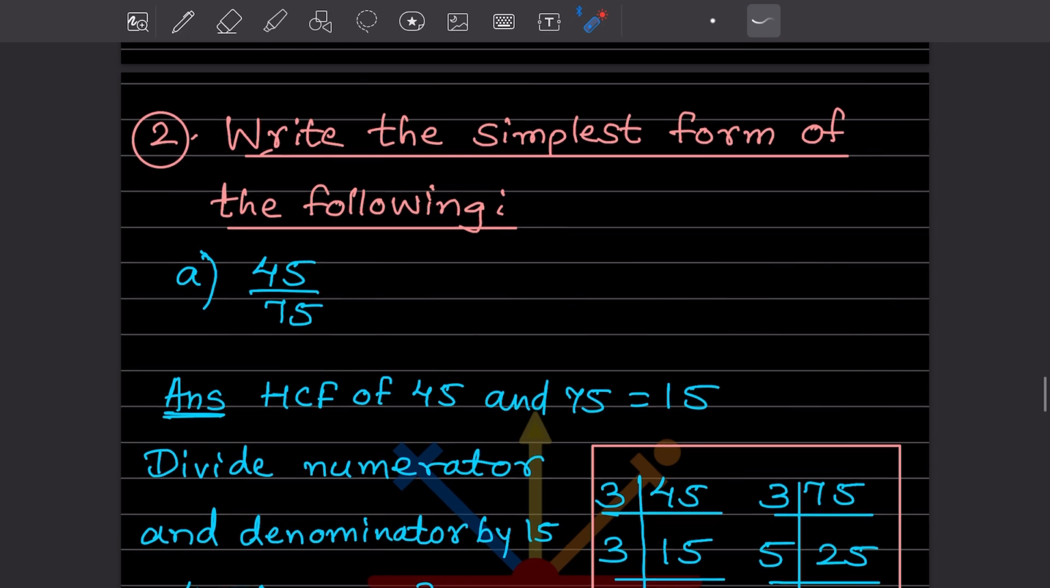Anyways, now see here, this is one of the important problems. They ask to write the simplest form of the following, and these are big numbers. So what are we going to do whenever they ask for the simplest form? It's better to do it with the help of the HCF. So HCF of what will it take?